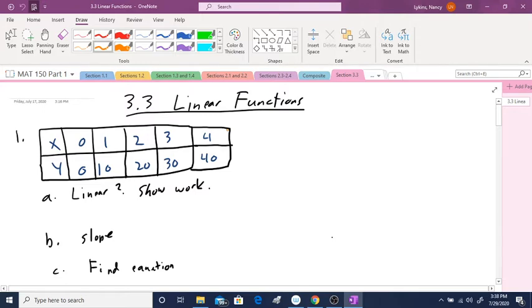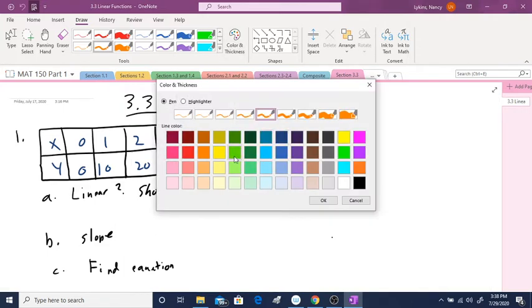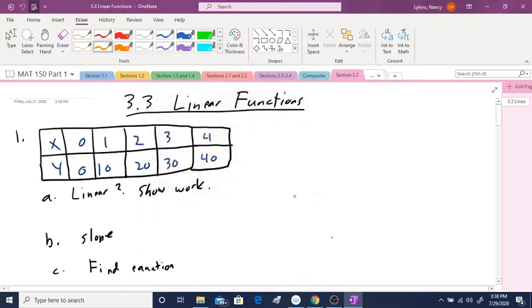That will show us the work to tell me if it's linear or not, and from there we can get slope, and we can start getting some equations. Now the first equation is not going to be too hard to think of, but some are a little difficult. So I'm also going to show us how to do this on our calculator. Part A asks if it's linear, show your work. So here's what I expect: I want you to look at x.